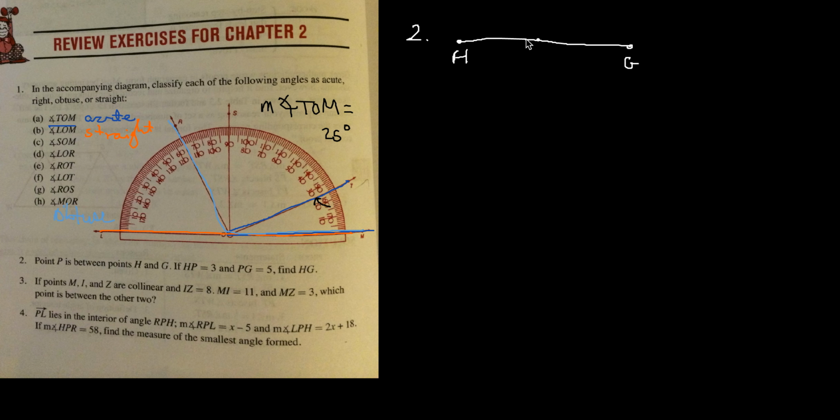PG is 5. So this one, we'll put the P right there. It's in between. This one's 5 and this one's 3. And they want you to find HG. So all you would do is add those two together and you would say the measure of HG equals 8. So you just add them up. So that's number 2. Okay, number 3.